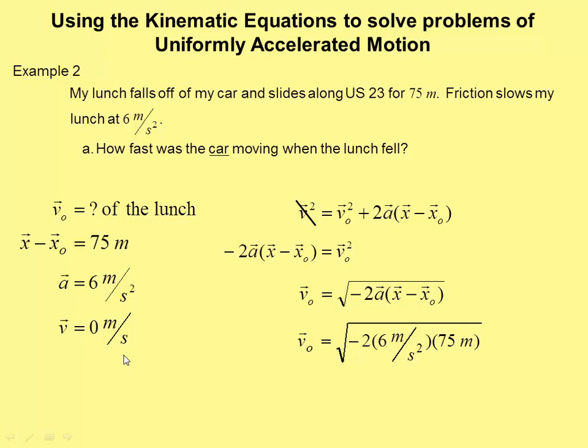Indeed there is. Some of you might have caught it when I first put the number up there. Friction slows my lunch at 6 meters per second squared. Well, if I'm moving in the positive direction, 75 meters, and I'm slowing down, what direction must my acceleration act? Indeed. It must act in the opposite direction, and therefore it must be negative. I could have been nice and put that negative into the problem, but I did put it in there under context. So you have to think about these things. So changing the 6 to a negative 6, now the negatives cancel. Right? We'll get a positive number under the square root.